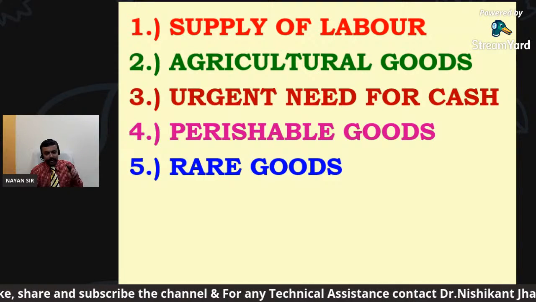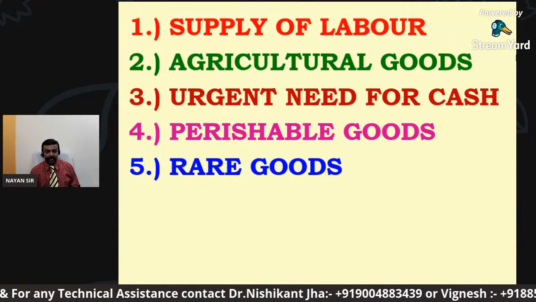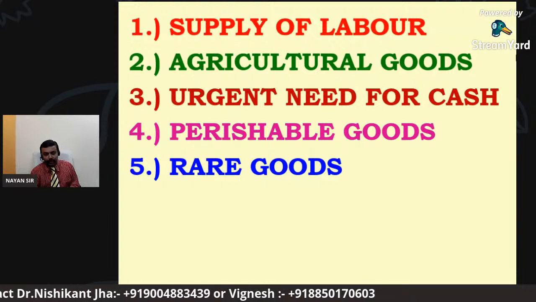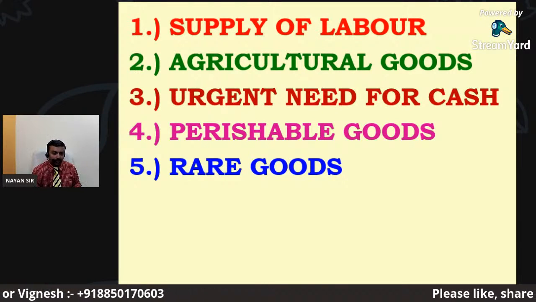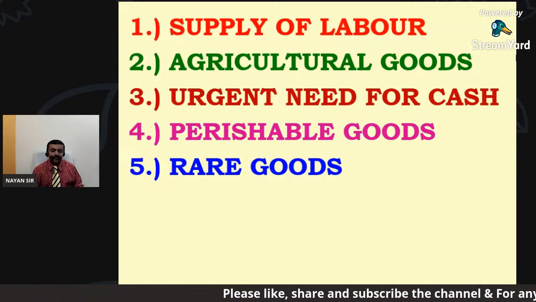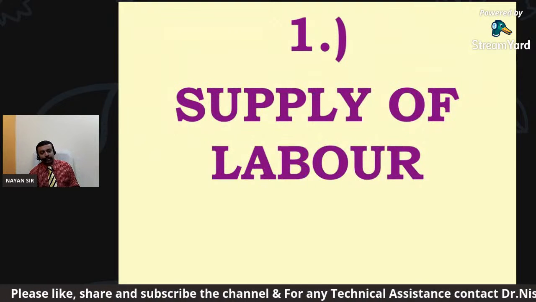For example, rare paintings, old coins, antiques, goods, etc. Friends, now we are going to come to the penultimate topic of this chapter, that is variation in supply. It is a penultimate topic. Don't worry, I think 10 more minutes and we'll end the lecture. Variation in supply, friends, that is the topic which we are going to study.